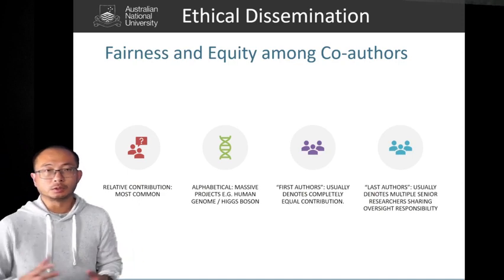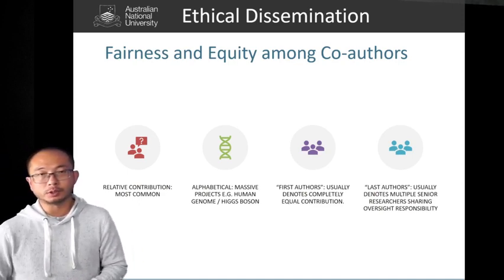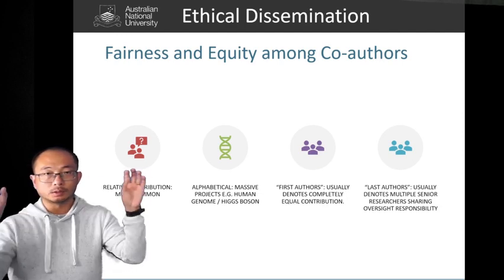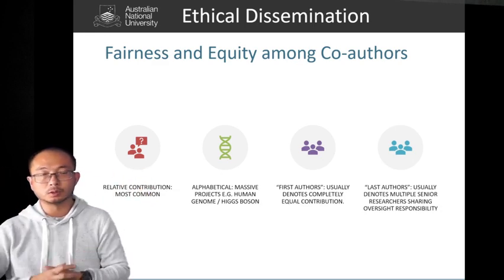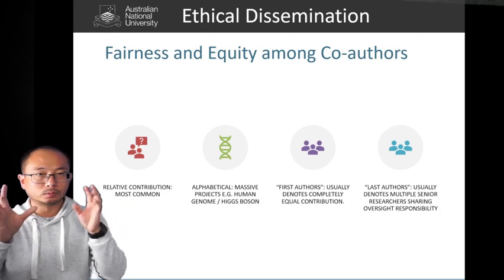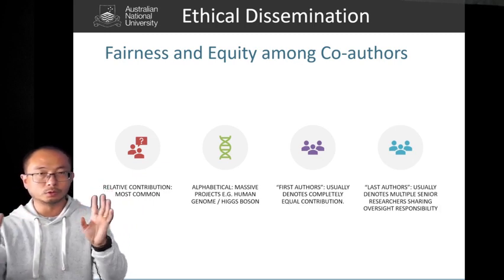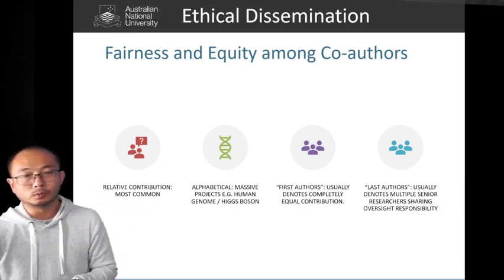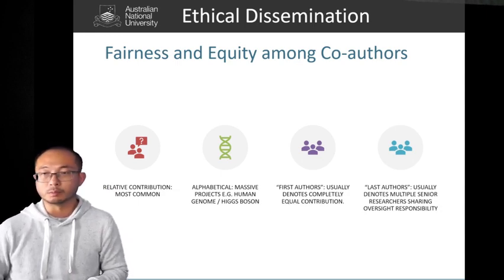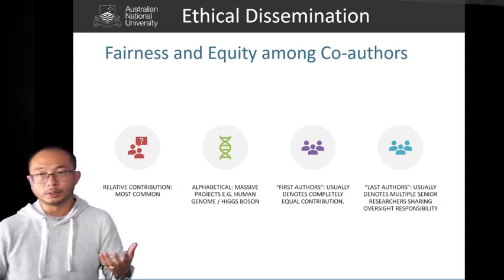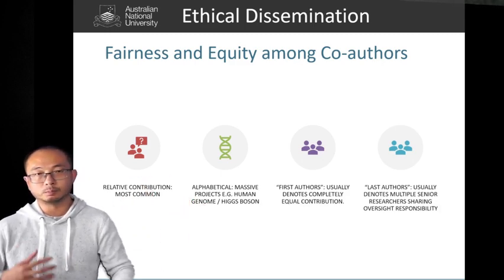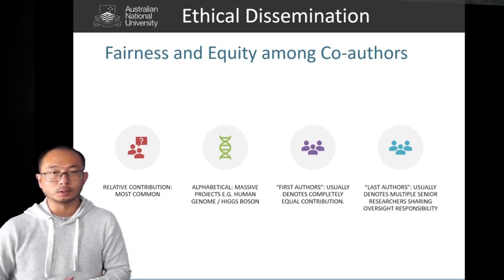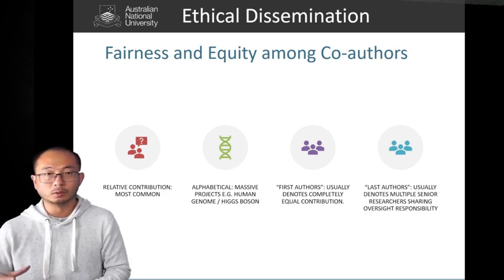The next part on ethical publishing or ethical dissemination is the author list at the top. When you download the paper, there's a title, and then you get the list of authors. If there's more than two, how do you distribute them? The most common way is by relative contribution. The people who contribute the most are at the front, and the people who work on it physically the least are at the back.